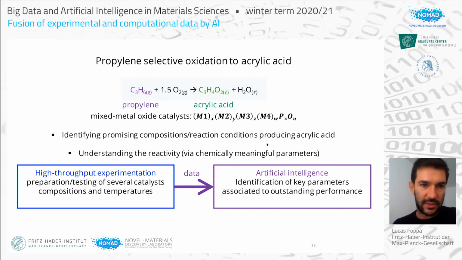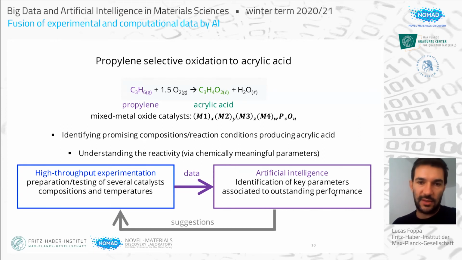The strategy here is a bit different. So we start with high throughput experimentation. So we have these setups of parallel reactors that can perform a lot of different experiments simultaneously. So catalysts are prepared and tested with different compositions and temperatures in this case. And this generates a data set that we would like to analyze by artificial intelligence to identify these key parameters associated to this outstanding performance. So we are looking for the exceptional materials, basically.